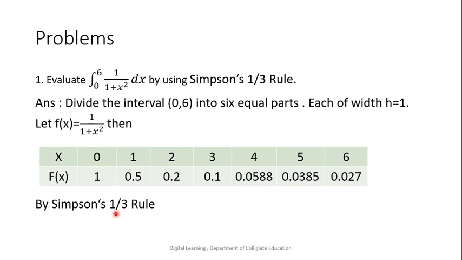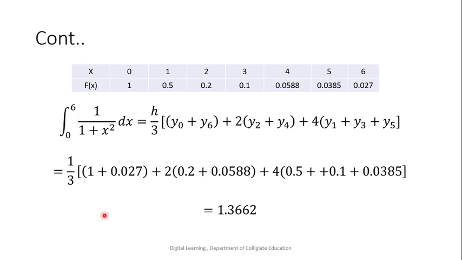Now write down the Simpson 1/3 rule formula. The formula is given by integral from 0 to 6 of 1 by 1 plus x square into dx is equal to h by 3 times the sum of the extreme ordinates. The sum of the extreme ordinates is y0 plus y6, plus 2 times the even terms. The even terms are y2.